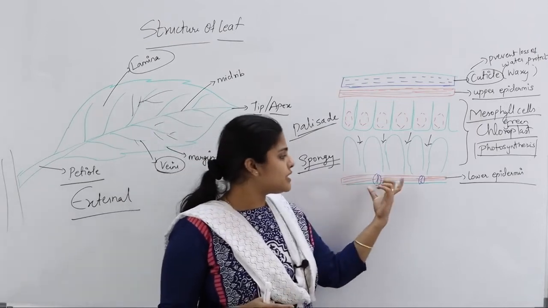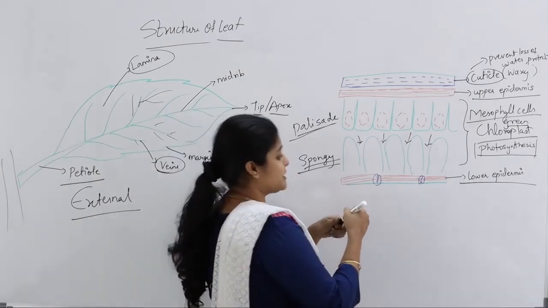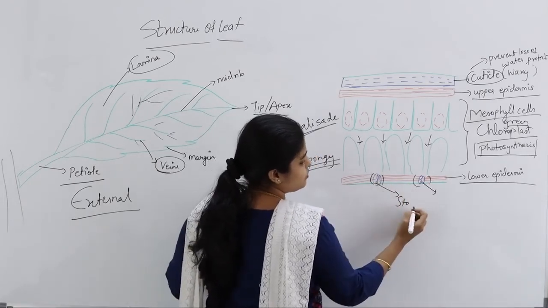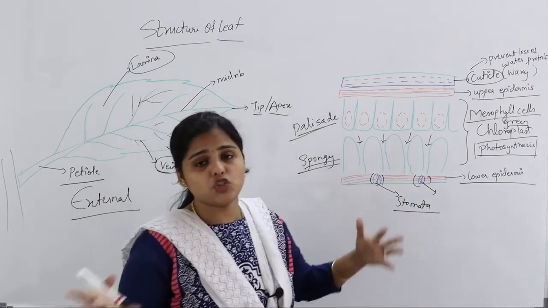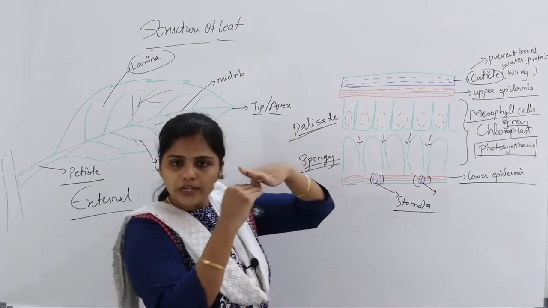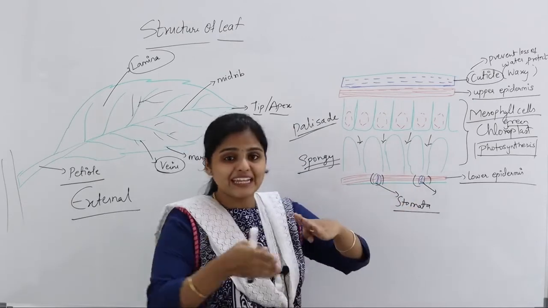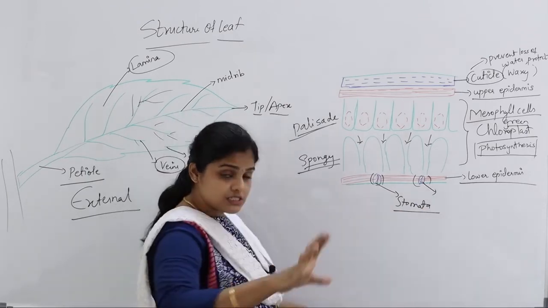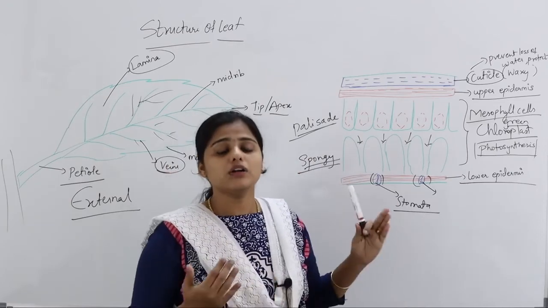Now we move to the last part, the lower epidermis, which is light in color. The lower epidermis has spaces in between, and those spaces are filled with pores called stomata. Stomata are pore-like structures which help in the exchange of gases and water. You can see the upper epidermis is continuous, but the lower epidermis has gaps, and those gaps are filled by stomata. The structure of stomata will be explained in detail later. That will be my third topic under the autotrophic mode of nutrition.